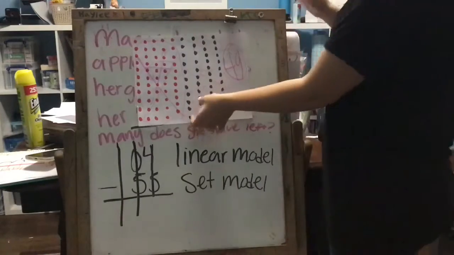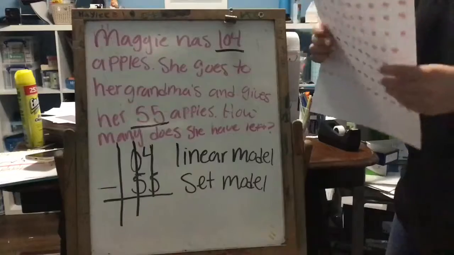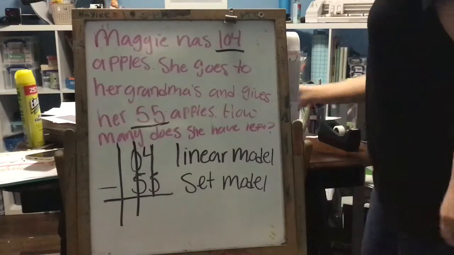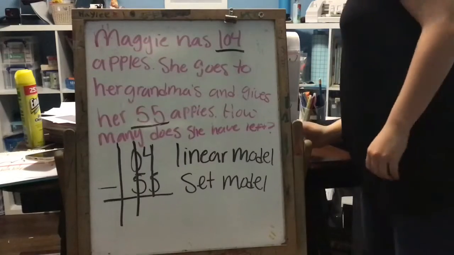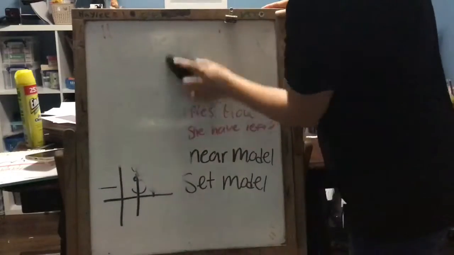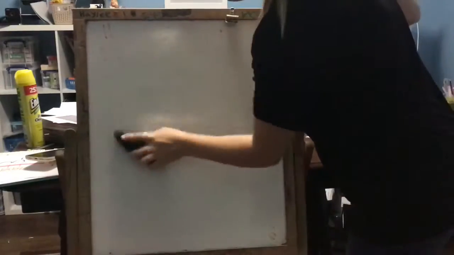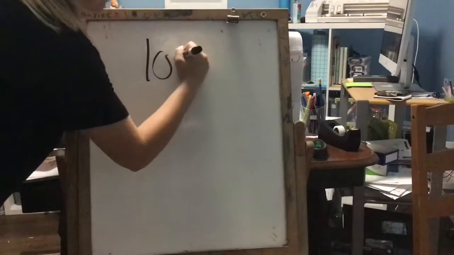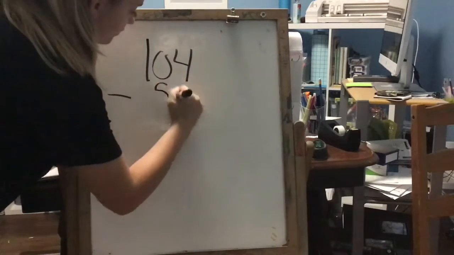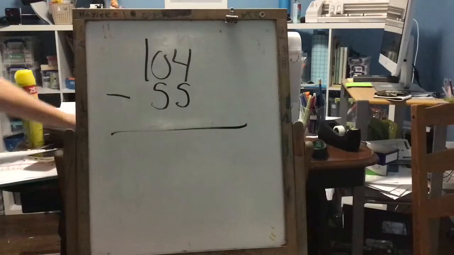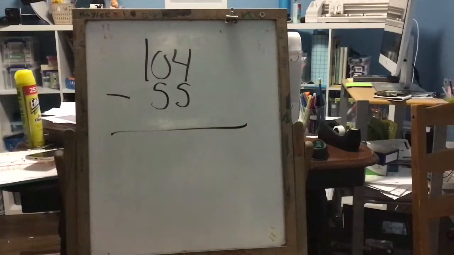So now that I've shown you two ways to represent how to subtract those two numbers, I want to show you how to subtract it the traditional way, the classic way, whatever you want to call it. So I have 104 apples, and I subtract, or I give away 55 apples. So I'm going to use another color so we don't get too confused.